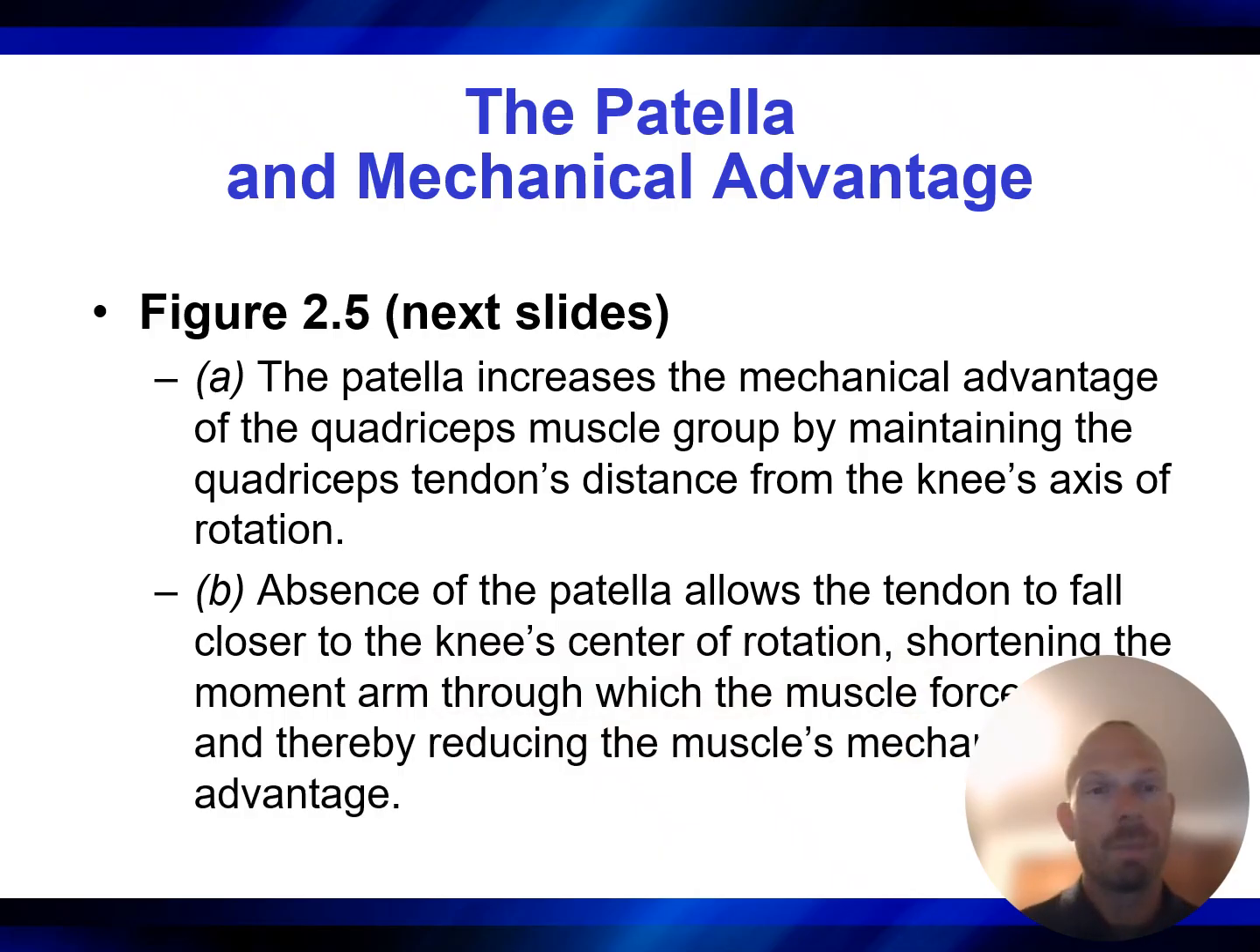Why do we have a kneecap? The patella prevents the quadriceps tendon from hugging the knee joint too closely. By pushing the tendon outward, it increases the distance from the knee's axis of rotation, lengthening the moment arm and boosting our mechanical lifting advantage.